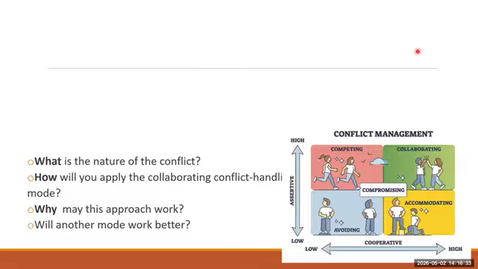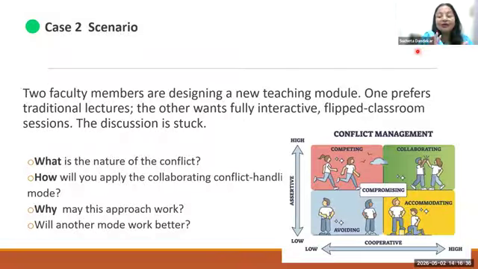Thank you. I'm glad that all of us are realizing that each one of us will think differently and analyze a situation in different ways. Now, this is a very simple situation. We've seen it very often. Two faculty members are designing a new teaching module. One prefers traditional lectures, the other wants fully interactive flipped classroom sessions. And the discussion is stuck. One says flipped classroom fully, the other says traditional. What is the nature? Can you apply a collaborative conflict handling mode?